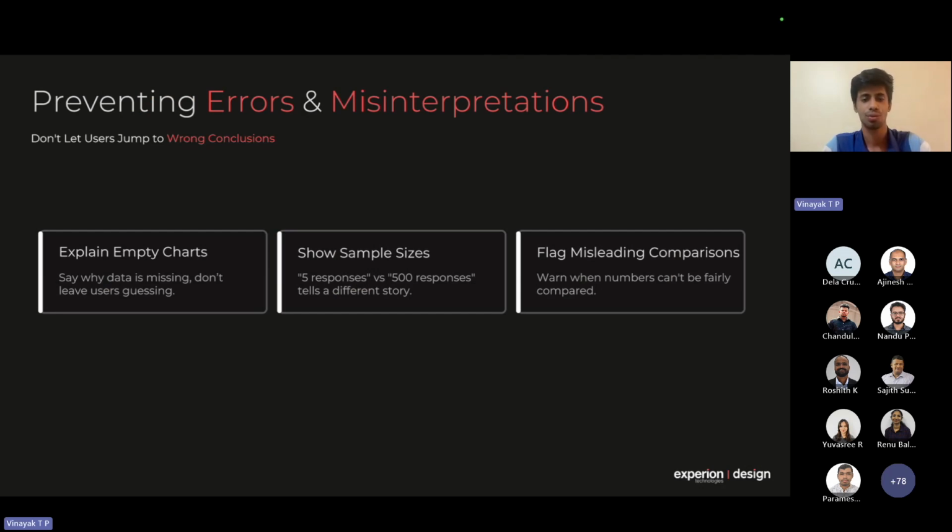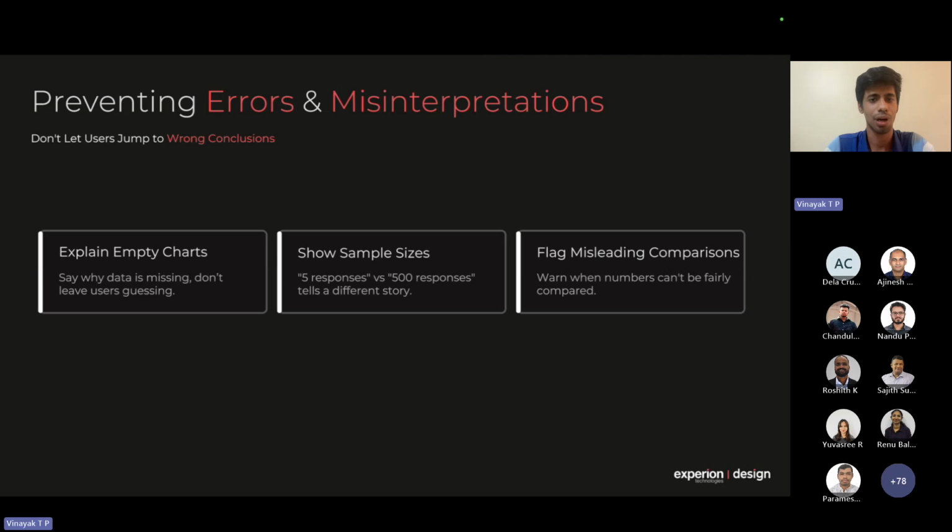So when we move on to the next principle, it is mostly about errors and misinterpretations. This is mainly about where we shouldn't let the users jump into wrong decisions. There are a lot of cases where we can help the users get to the right decision. For example, how we can explain missing data instead of making the users guess why it is missing, and also showing the sample sizes so that the users will understand the exact context of the data and won't misinterpret a lot of data, a lot of graphs.